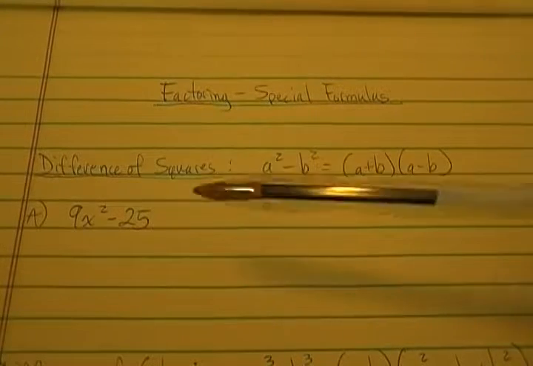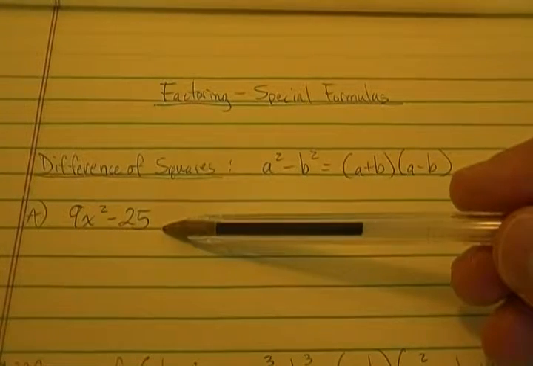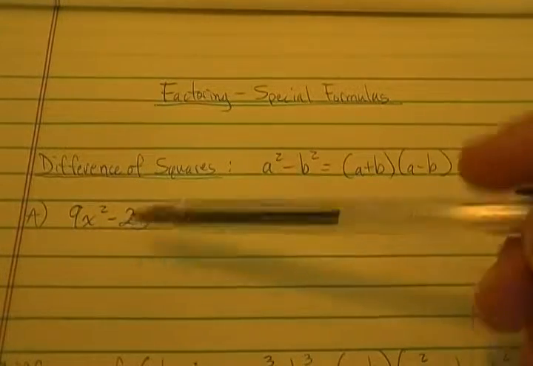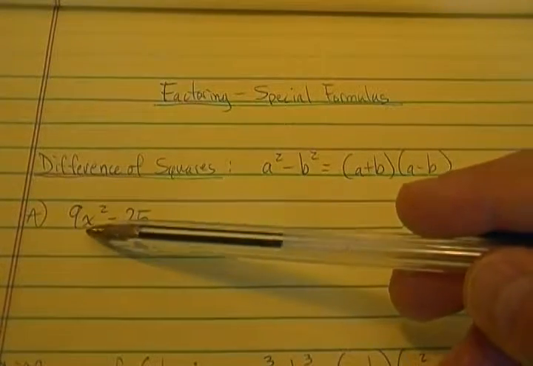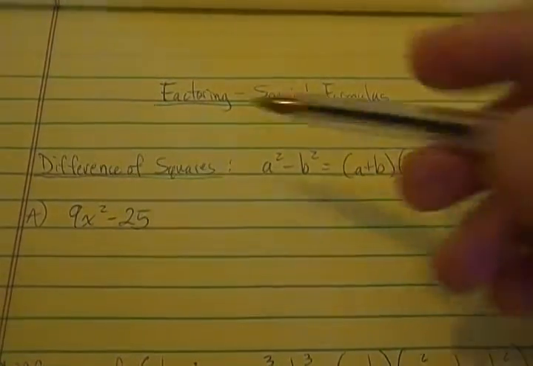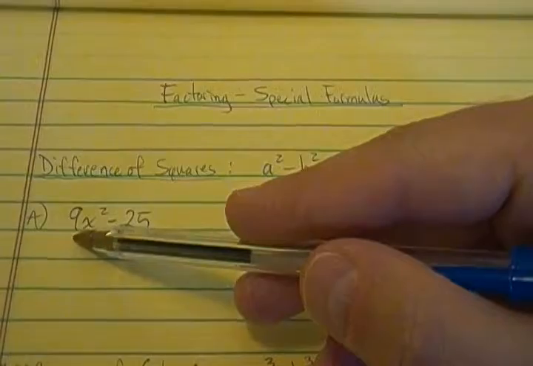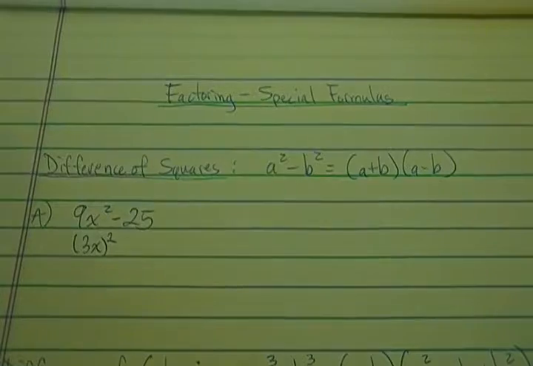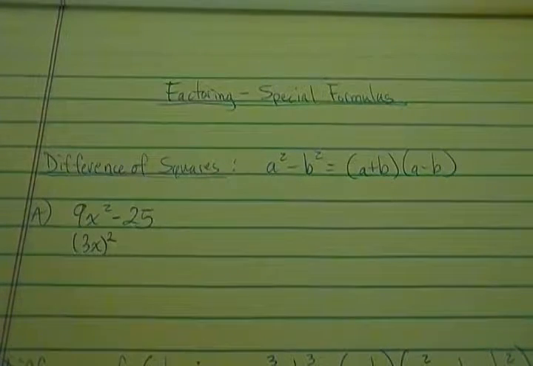If we look at an example, we have 9x squared minus 25. We have the subtraction here, which is a difference. Now we just have to check, are our two terms, the 9x squared and the 25, both perfect squares? Well, 9 is a perfect square, because 9 is 3 times 3, and x squared obviously is a perfect square. So we could rewrite that as (3x) squared. That's what 9x squared is equal to: 3x times 3x.